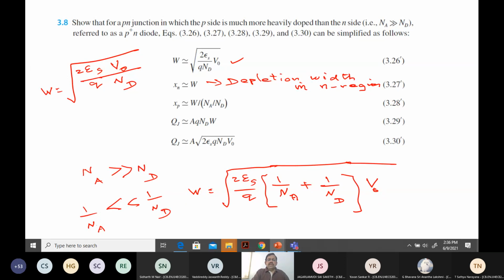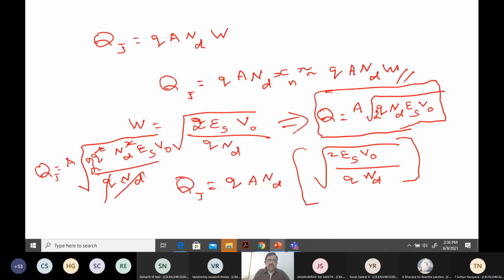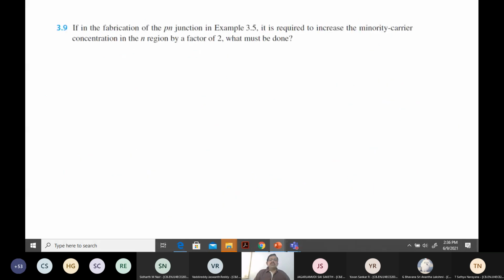That is nearly equal because there is some small depletion width on the XP side, on the P region. Okay, so everything is proven. Now let us go to another question. If in the fabrication of the PN junction it is required to increase the minority carrier concentration in the N region by a factor of 2, what must be done? This is a question asked.